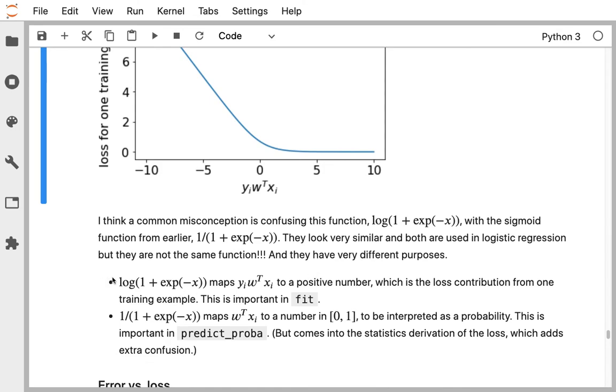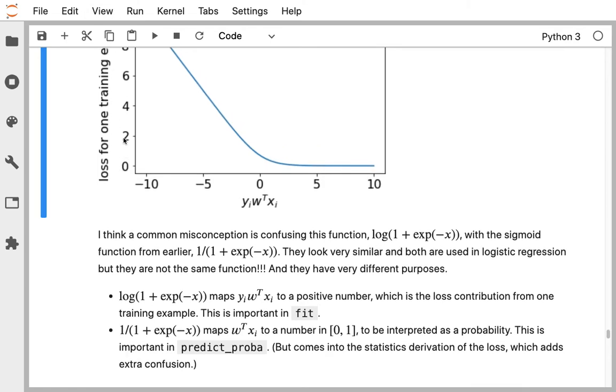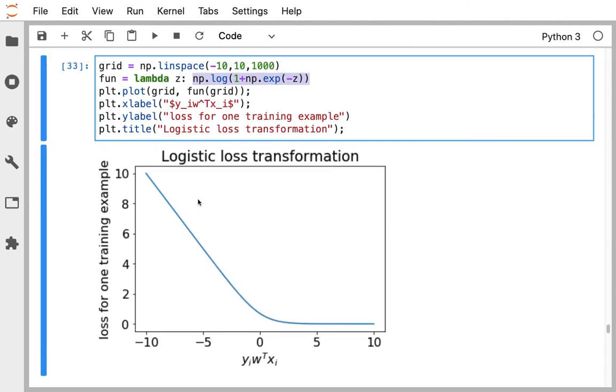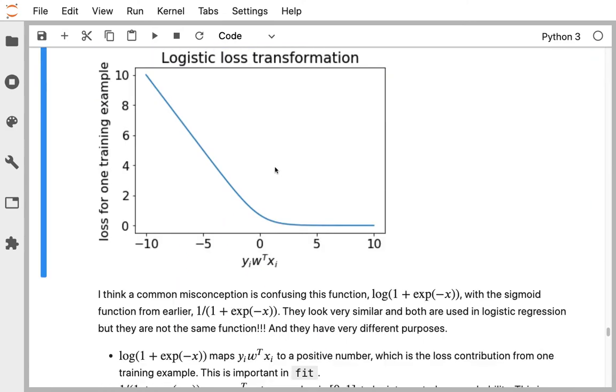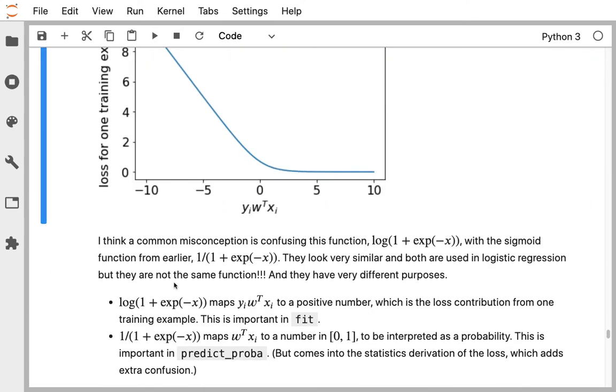So the first one, I guess I reversed the order, sorry about that. The first one in this list, which is the one we talked about most recently, maps this clever product y w transpose x to some positive number. You can see it's some positive number. And it then becomes the loss contribution from one training example, because remember, we're summing this over all training examples. So that inner thing is the contribution for one training example, and to get the overall loss, we're summing over all training examples, which is something we always do. And so this is for fitting. This is about the loss.